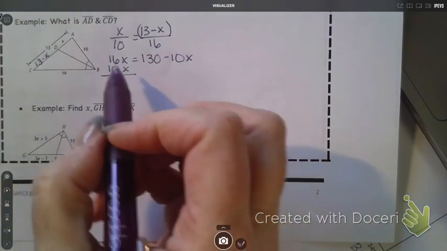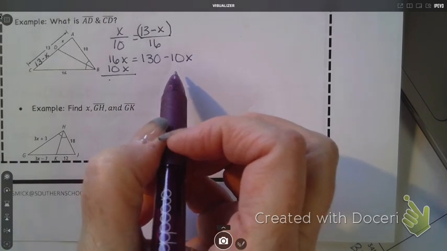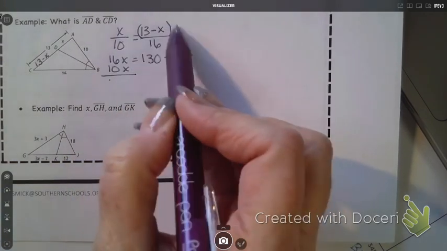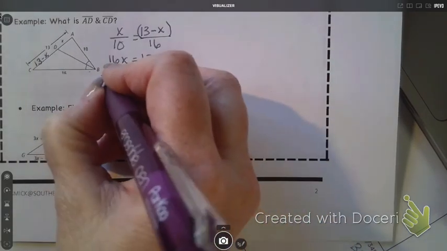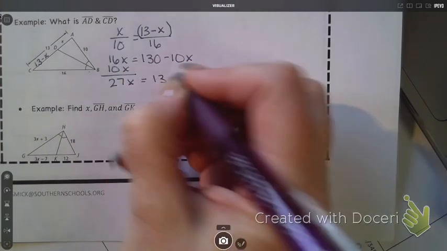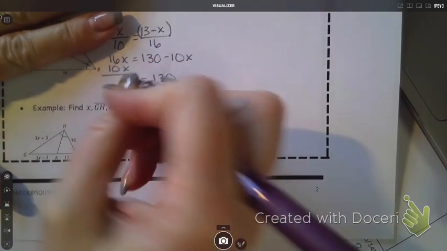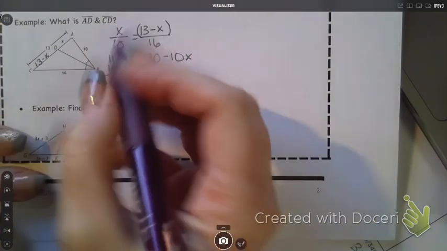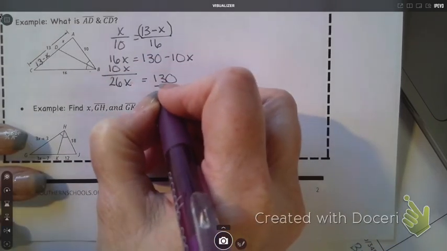Okay, so I got 16x equals 130 minus 10x. Did you get that? Mm-hmm. Okay, remember to distribute all the way through. So add 10x over. So 26x equals 130. I can't add. I don't even know where I got 7. 26x. So now I divide over by 26.